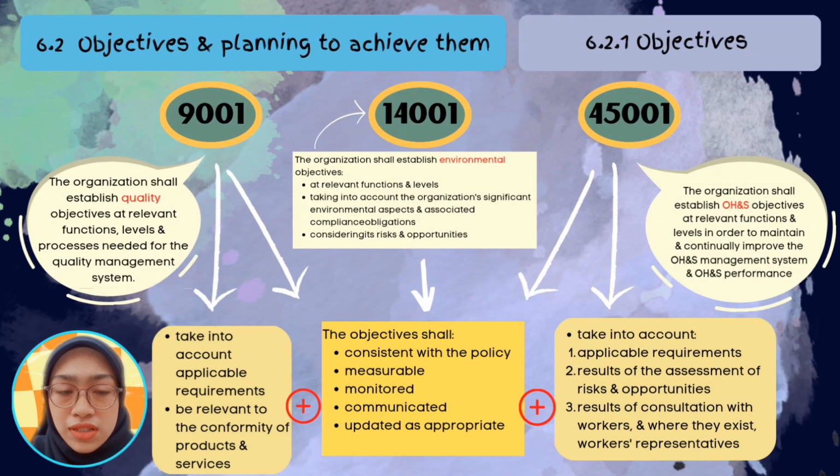For 9001, 14001, and 45001 objectives, there are only five points on which they have a similarity: the objective must be consistent with the policy, measurable, monitored, communicated, and updated as appropriate.